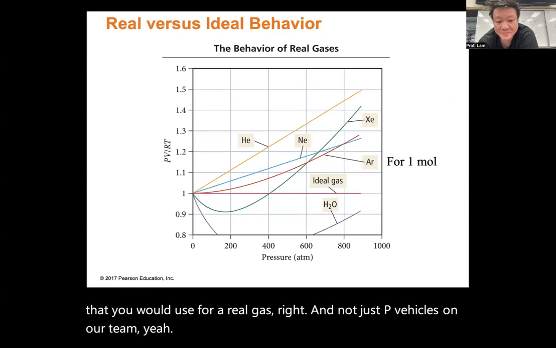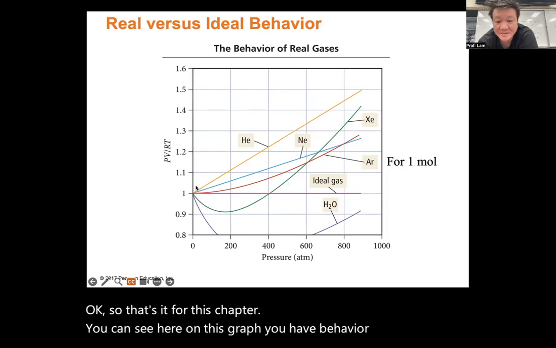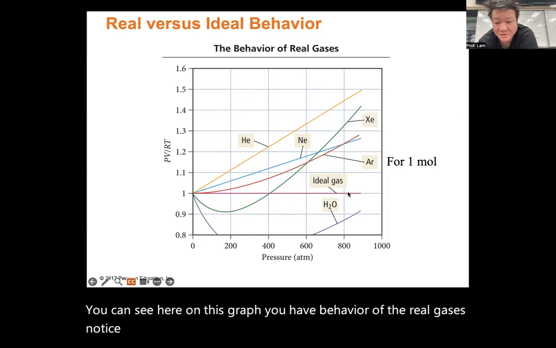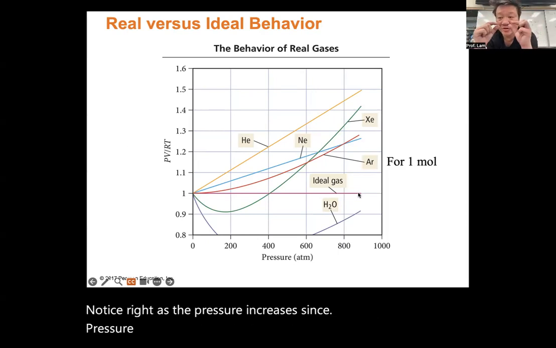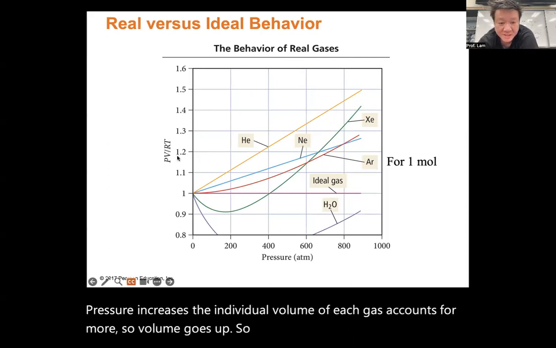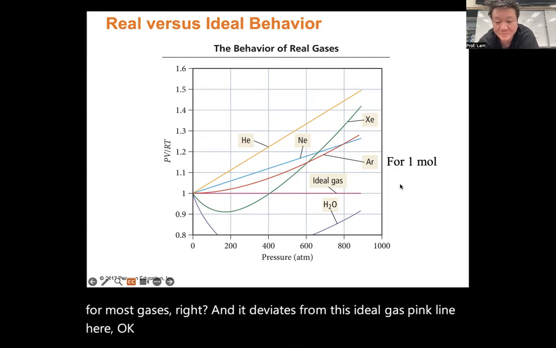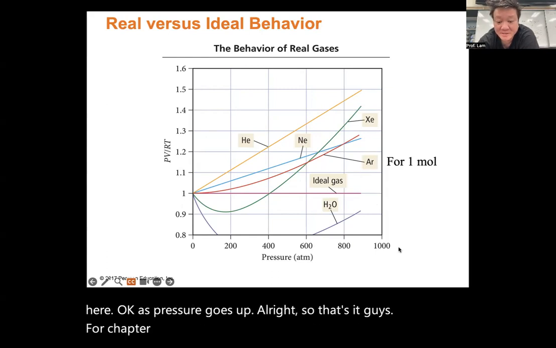Okay, so that's it for this chapter. You can see here on this graph, you have the behavior of real gases. Notice, right, as the pressure increases, the individual volume of each gas accounts for more. So volume goes up. So this PV over RT graph also goes up for most gases, right? And it deviates from this ideal gas pink line here, okay, as pressure goes up. All right, so that's it, guys, for chapter 6. I'll see you guys next time for chapter 7.